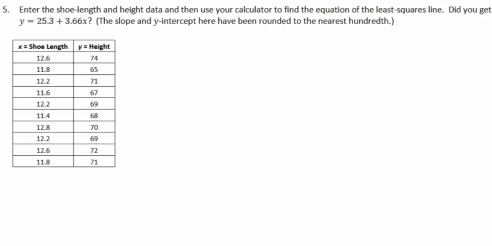So the first thing is we need to take our calculator and make sure that everything is cleared out and set up to run the diagnostics for your linear regression line. And this is the data that we're going to be using. We're going to go back to our shoe length and height data. So let me go to our calculator.